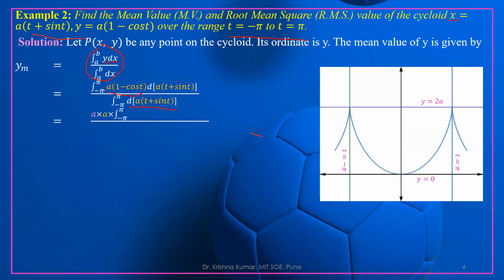So this a and this a, we have taken outside, a into a, (1 minus cos t). Now what is the derivative of t? It is 1, and the derivative of sine t is cos t. In the same manner, the derivative of t is 1, and the derivative of sine t is cos t. So now this 1a and 1a will cancel.